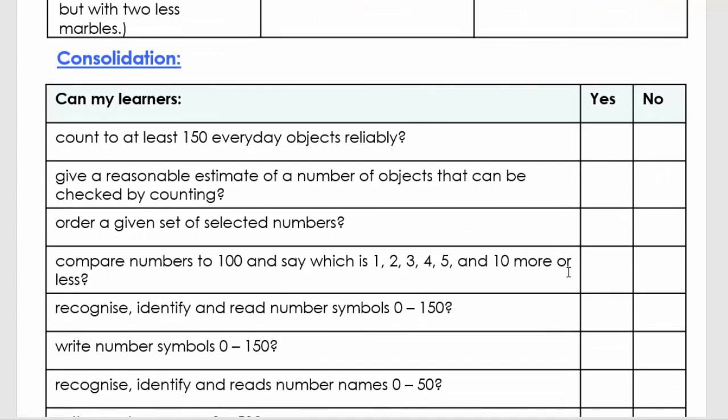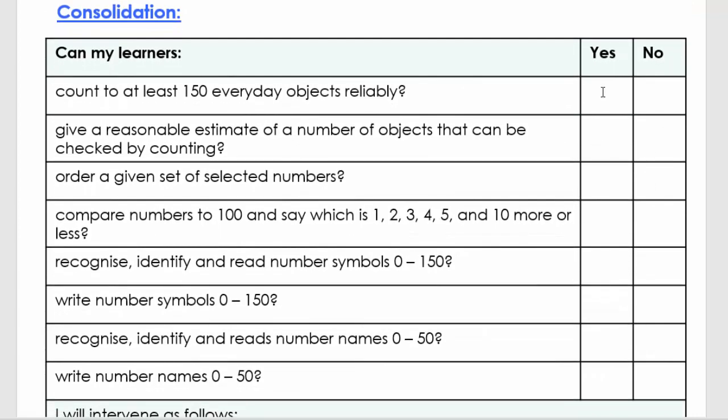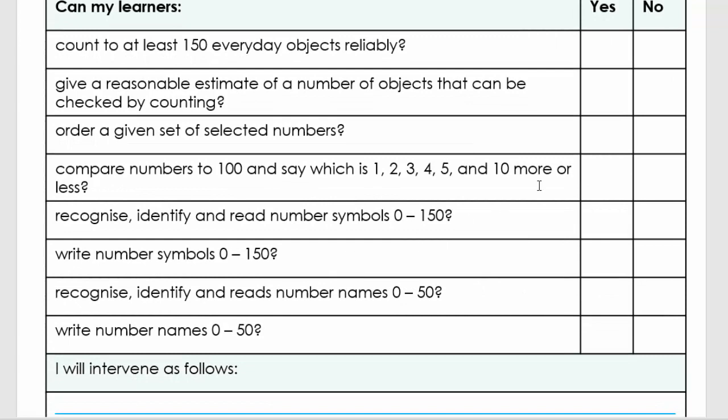Then coming to the consolidation. If you ticked everything yes, you can carry on to the next worksheet. If you have some no's, you need to go and revisit, revise certain questions or concepts, or you need to contact us at SATeacher.